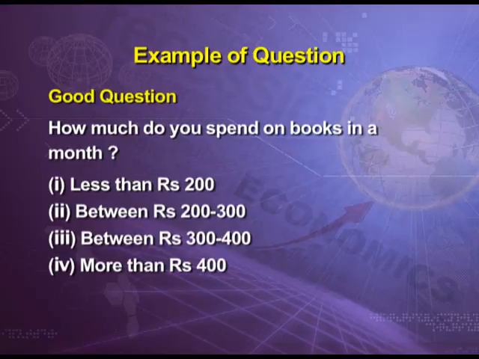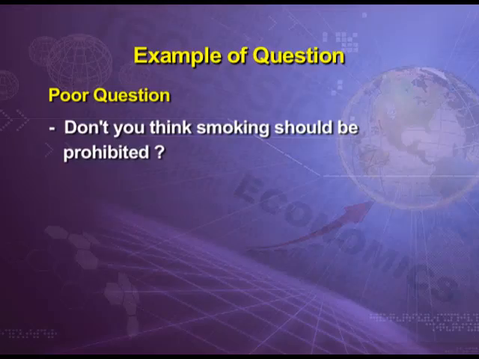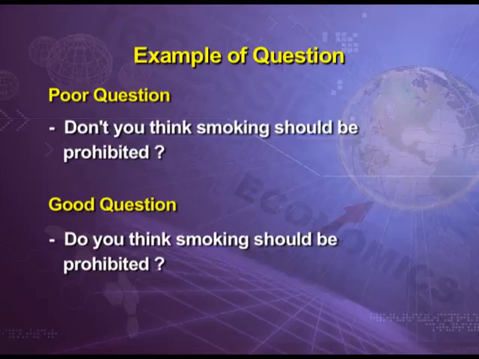Less than rupees 200? Between rupees 200 and 300? Between rupees 300 and 400? And more than rupees 400? Now, questions starting with would not you or don't you should be avoided, because these kinds of questions may lead to biased responses. For example, if I ask, don't you think smoking should be prohibited? No, this is an example of a bad question. This question can be asked in a manner like, do you think smoking should be prohibited?